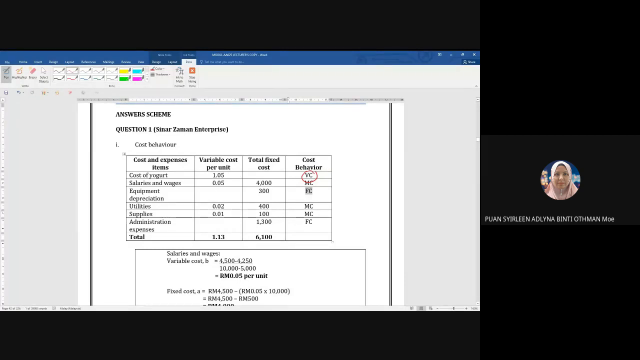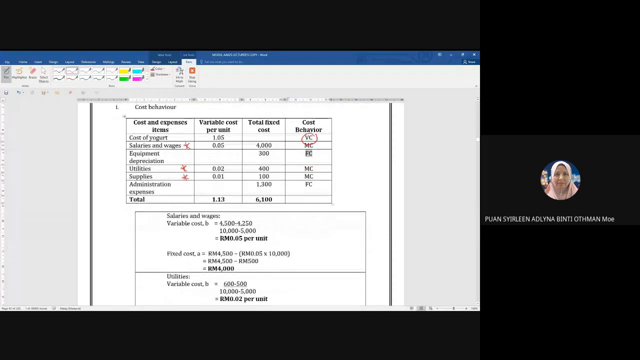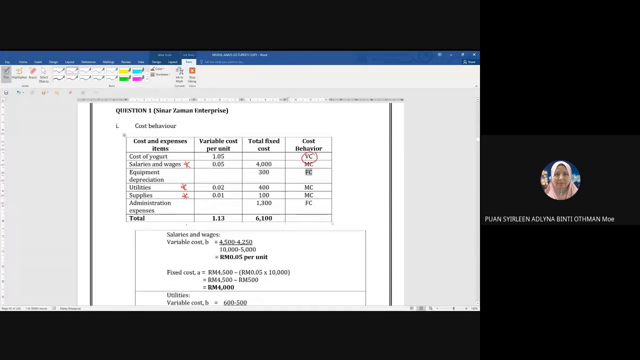Salaries and wages is a mixed cost. For both, when I divide, the values are not the same. So for salaries and wages, then utilities because it is a mixed cost, and then supplies, these Madam has to segregate. Once I segregate, then I can get the variable cost and also the fixed cost. We are using the high-low method. For salaries and wages, you want to find B.